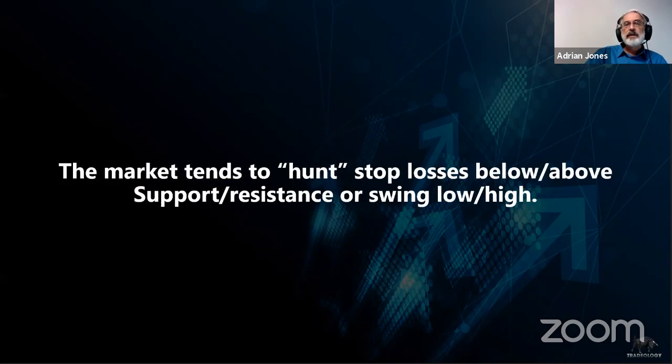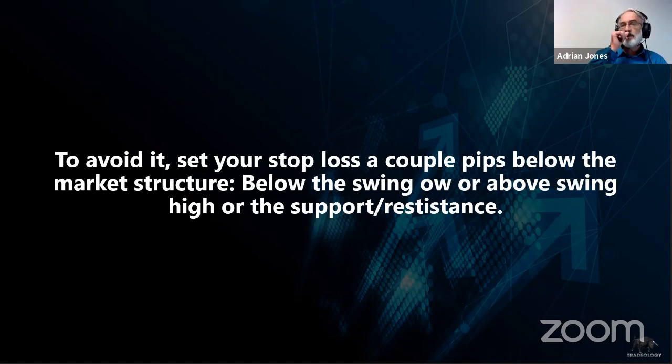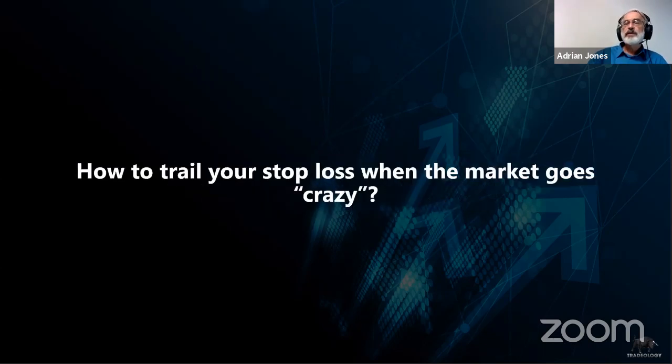So another tip, the market tends to hunt stop losses below or above support, resistance, or the swing high or low point. So the market will tend to go towards those areas where we set them. To avoid that, we want to set our stop loss a couple of pips below the market structure, below the swing low or above the swing high or the support or resistance level. So just a few pips above, as you saw in my example just now, above the most recent swing high, or a few pips below the most recent swing low, not on the exact point, but just above or below it.